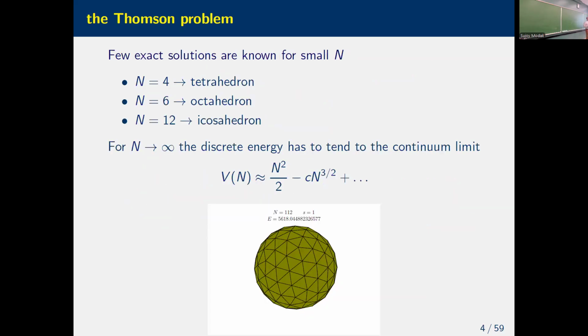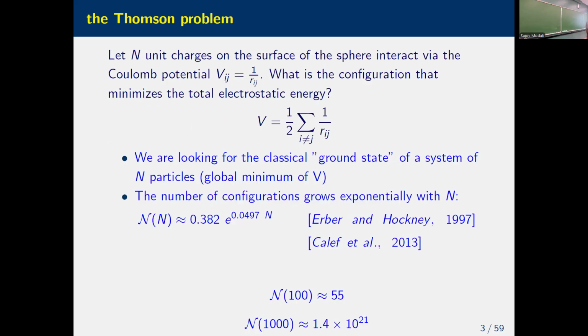There are solutions that are known exactly, but only for very low N. For example, it is known that the tetrahedron, the octahedron and the icosahedron are solutions. As you go to very large N, you should approach the continuum. In the continuum, the energy is just N squared over 2, which would be the energy of a conducting sphere. And then there is a correction, which is subdominant to the dominant term. And this is an example of a configuration for 112 points on the sphere. There is one tool that we can use to visualize this configuration, which is Voronoi diagrams.